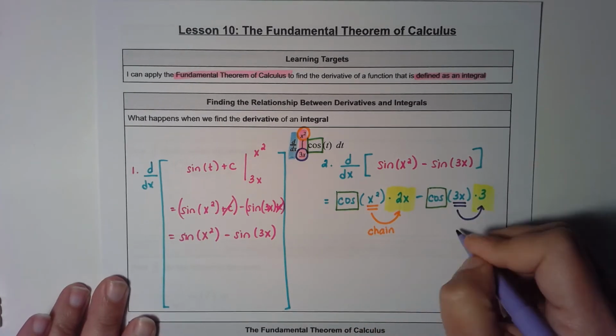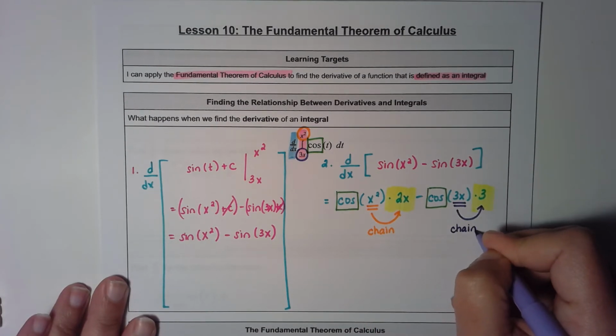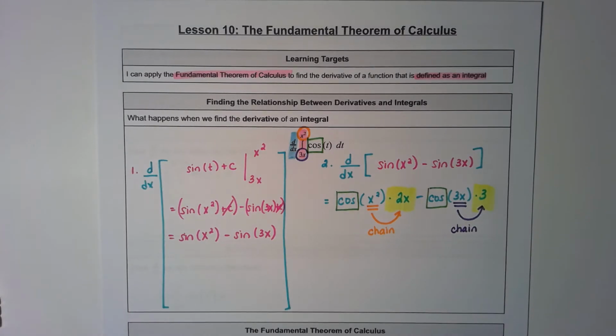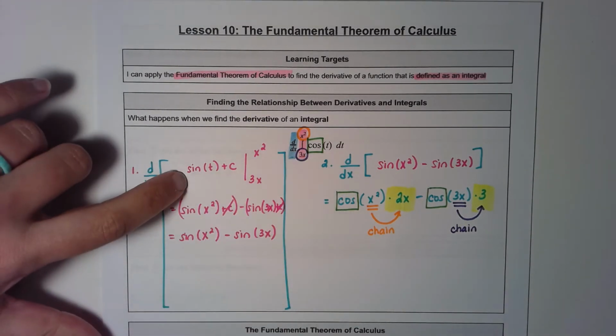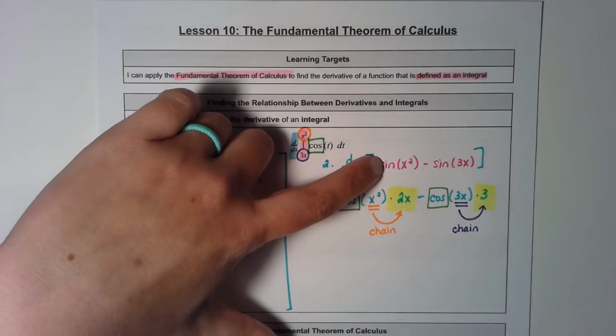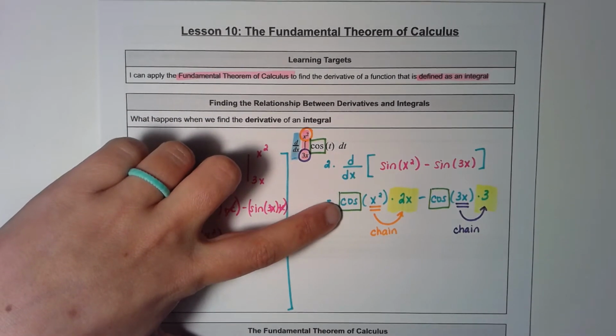So how could we skip this step? It looks like we had a sine here for a while, and then we had a sine here, and then we took the derivative and we got a cosine.